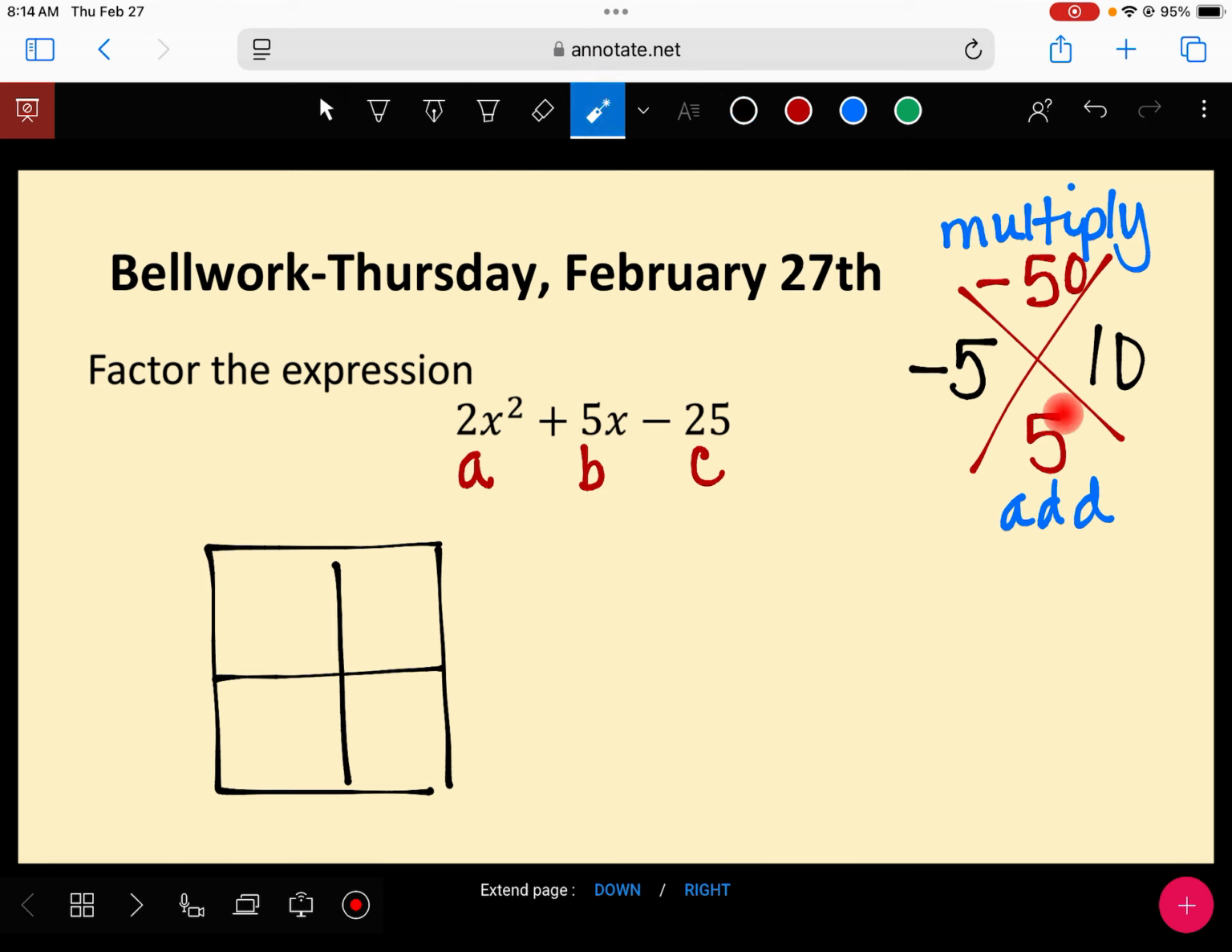So whatever the sign is of the bottom number, the bigger number between these two is going to match the sign. So because this is positive, the bigger number, which is 10, is also positive. So let's fill in our box. So we have our 2x squared, our negative 25. And in our other two squares, we have a negative 5x and a positive 10x.